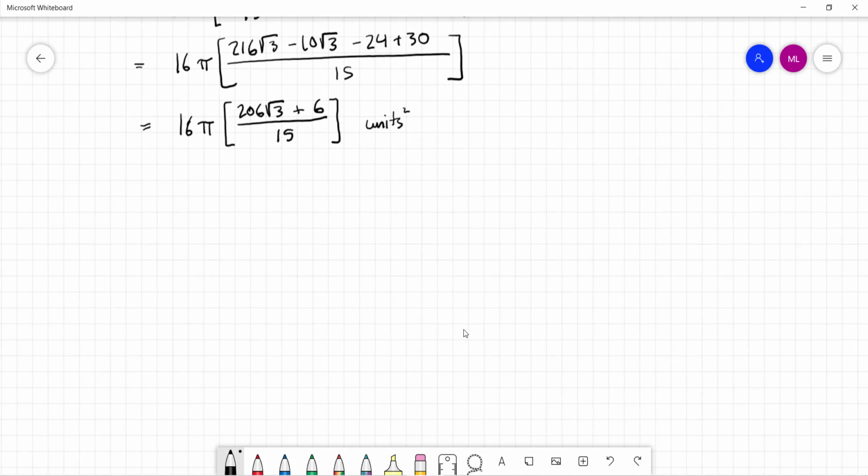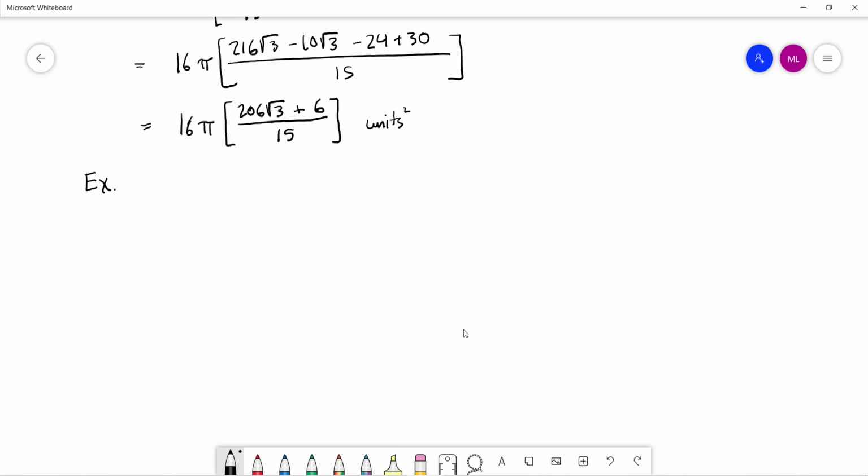Maybe one last example. Let's do one where we try to find area instead of surface area, and let's see if we can work this out. So let's find the area enclosed by the curve given by x equals t squared minus 2t, y equals the square root of t, and the y-axis.